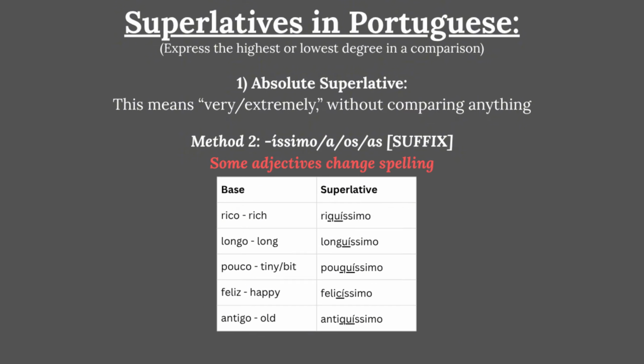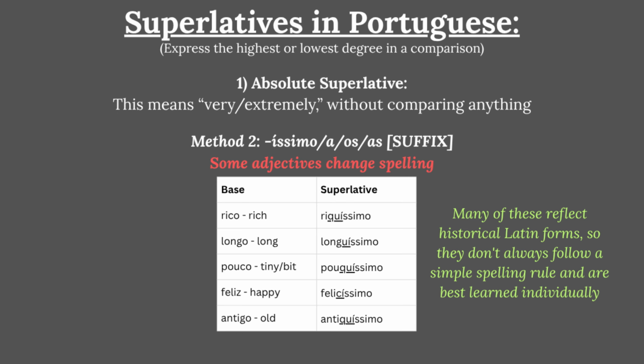As a note, some adjectives will change spelling to preserve certain sounds, but many of these come from Latin forms, and it's best to learn them individually. Riquíssimo, longuíssimo, pouquíssimo, felicíssimo, antiquíssimo.